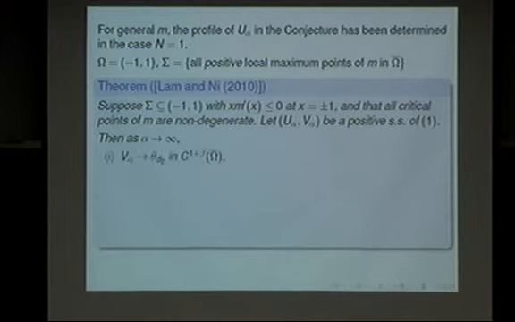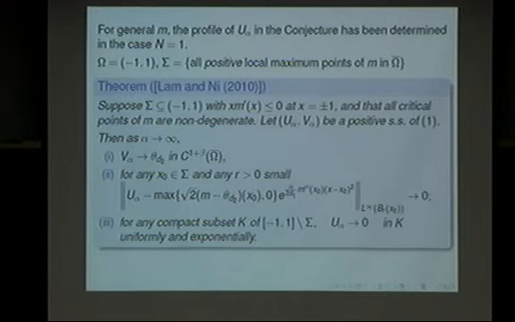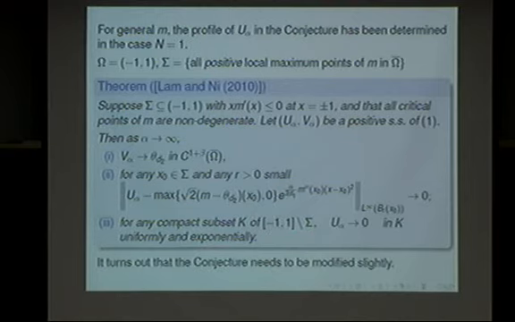Then for any u alpha, v alpha, one has the same profile as before, except now this one is no longer always positive. Sometimes this is actually negative. And the u alpha goes to 0 everywhere and uniformly exponentially away from those peaks. All right. So the conjecture of Cantrell, Cosner, and Lou needs to be modified slightly. I will use a picture to show you.